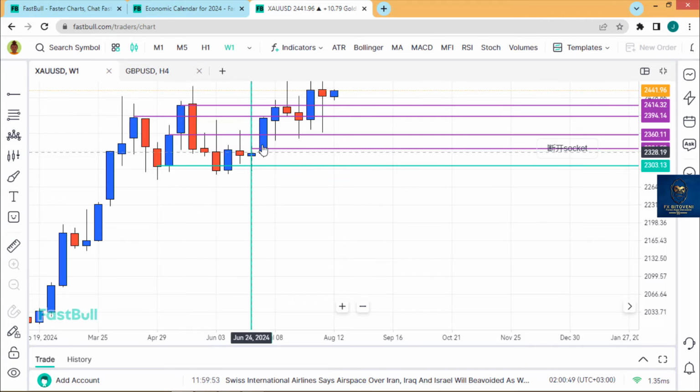So after you identify direction on the lower time frame, one time frame lower, and confirm direction, then you come back to the higher time frame to mark the next resistance or the next support based on direction. If you are bearish, you will mark the next support. If you are bullish, you will mark the next resistance.